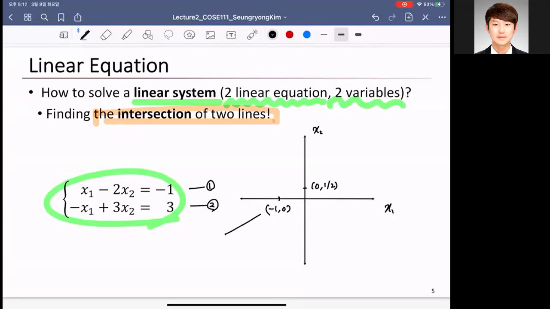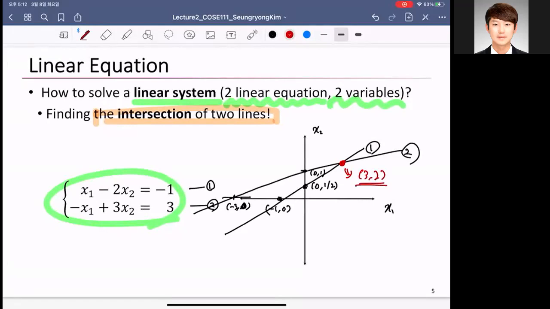We already talked about this one. This is equation 1. And equation 2 means when x1 is equal to 0, x2 is equal to 1, maybe here 0, 1, and when x2 is equal to 0, x1 should be negative 3. Maybe here, negative 3, 0. Then the plot is going to look like this, right? The solution of this linear system is the intersection of the two lines, and the values at this intersection are 3, 2. We already know, right?